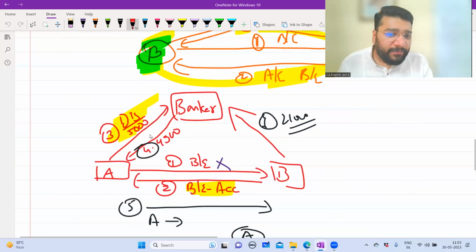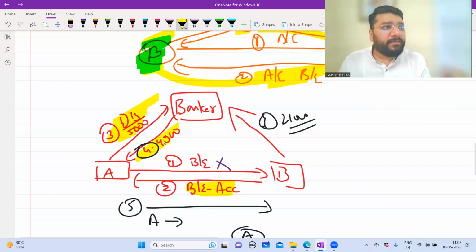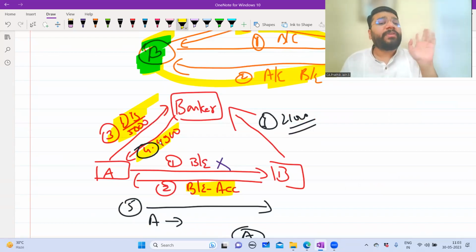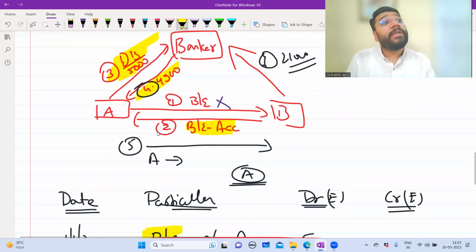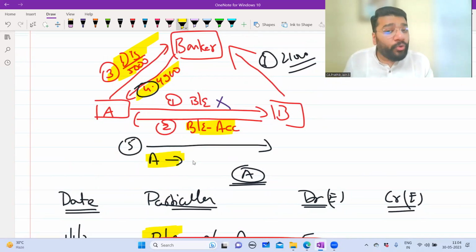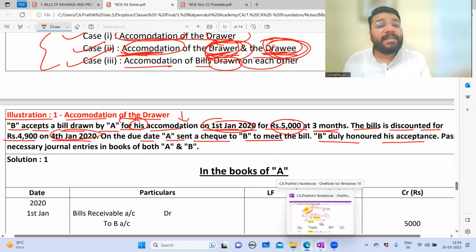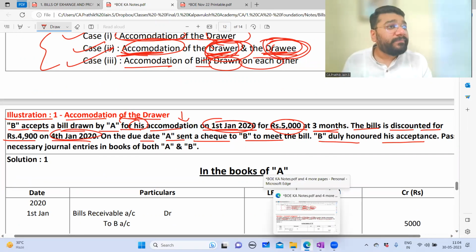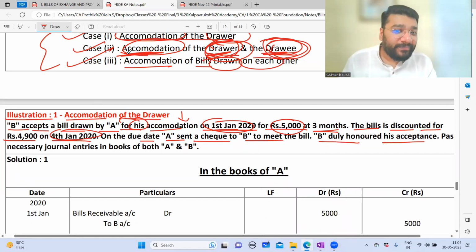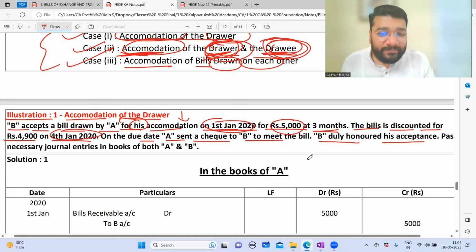Now people, coming to the order. Guys, third transaction, fourth transaction, both we recorded. We gave the bill, received the money. Now fifth transaction is what? On the due date or one day before the due date, A has to make the payment to whom? B. So now here the question says that A sent a check to B to meet the bill. A is sending the check. So now people, A will send the check on which date? On the due date. So what is the due date? Sir, 1st Jan 2020 is the bill acceptance date.